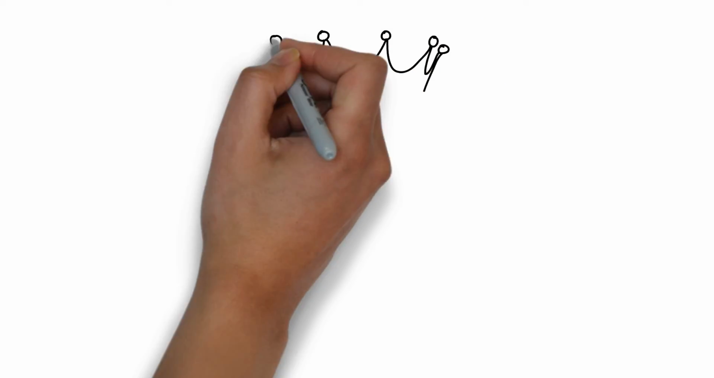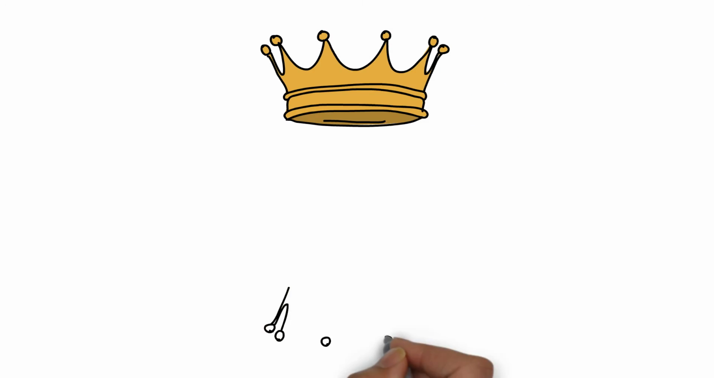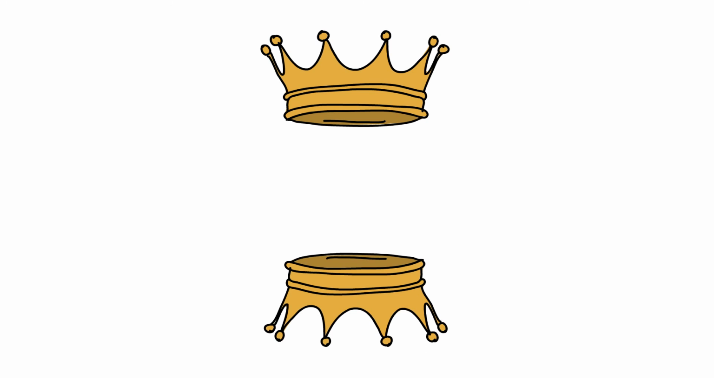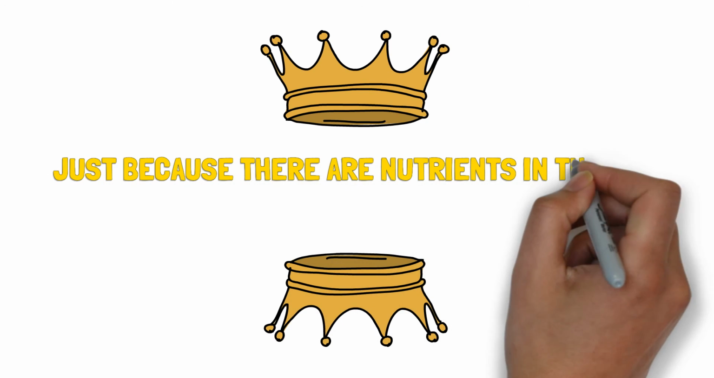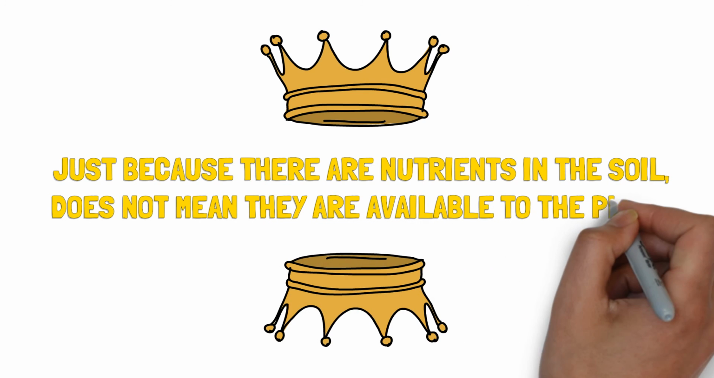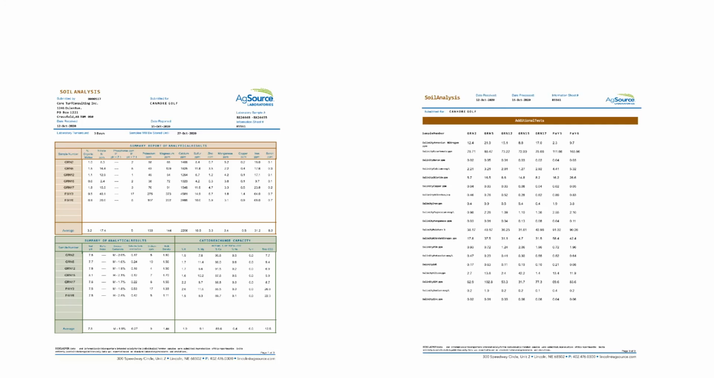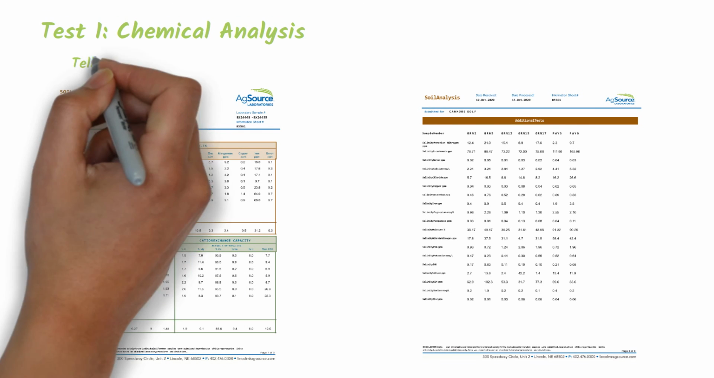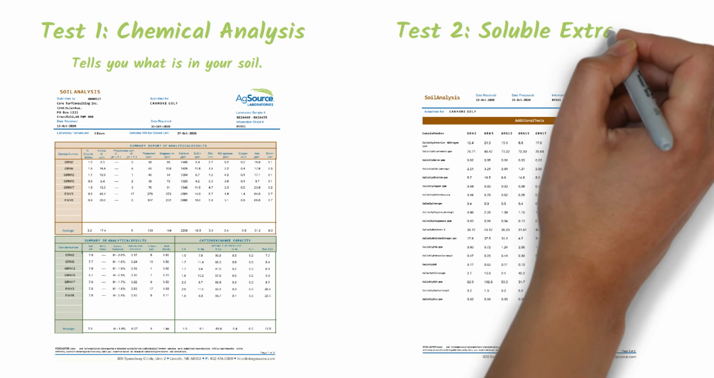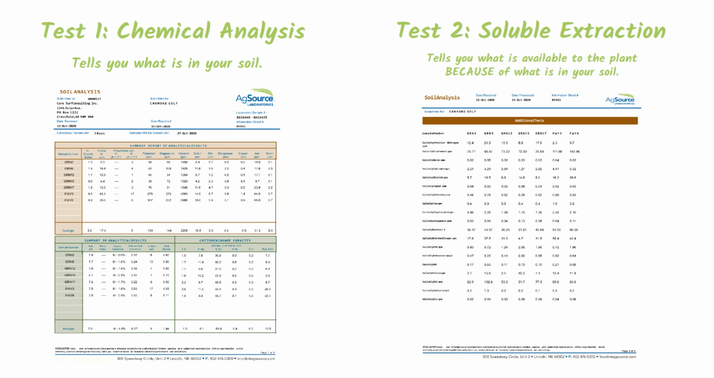All of this, of course, brings us back to our golden rule, which is simply, I cannot stress this enough, just because there are nutrients in the soil doesn't mean they are getting into the plant. This is why we offer both tests. One tells you what is in the soil, the other one tells you what is available to the plant because of what is in the soil. By providing these two tests together, we can get a more accurate evaluation of your soil's fertility.